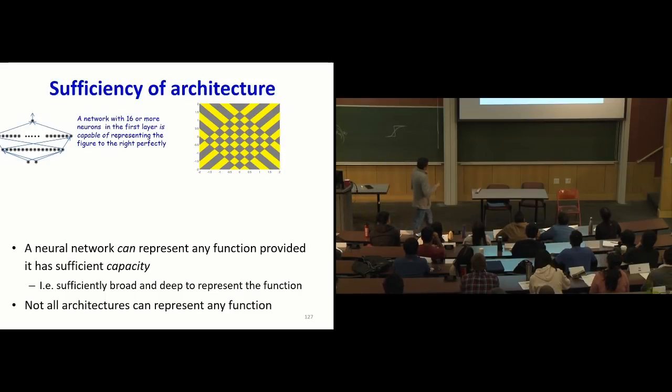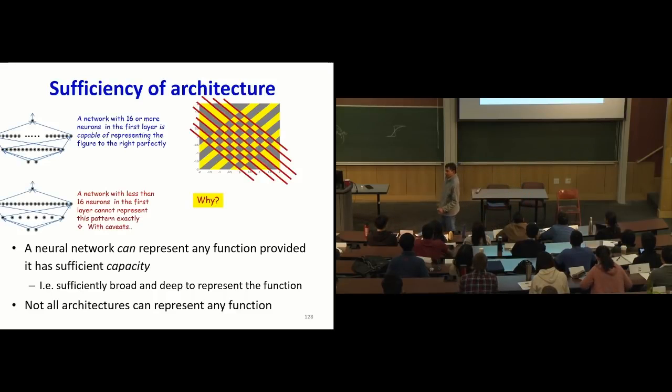So if I'm considering threshold activations, this network with 16 neurons here and 40 neurons here can perfectly well model this checkerboard, right? But that means this network can represent this shape because it has sufficient capacity to model the function. What happens if the network doesn't have sufficient capacity? Not all architectures can represent every function.